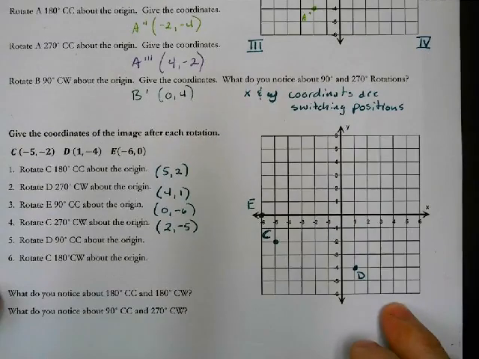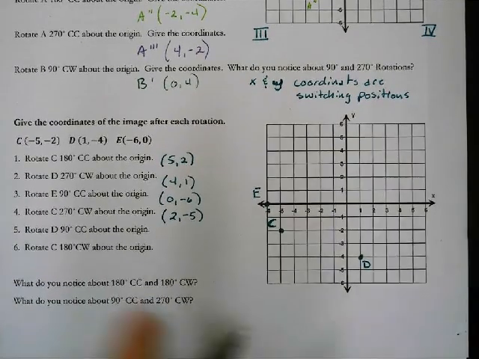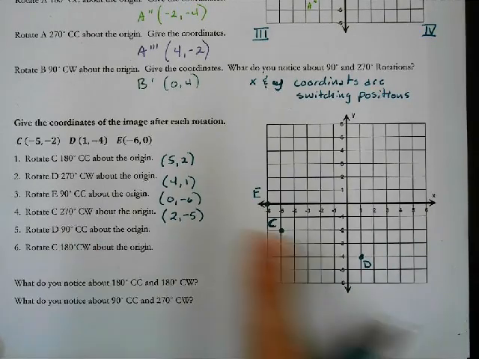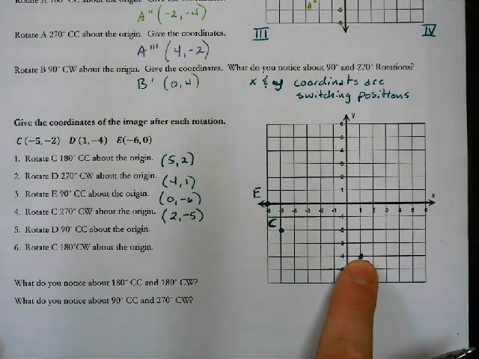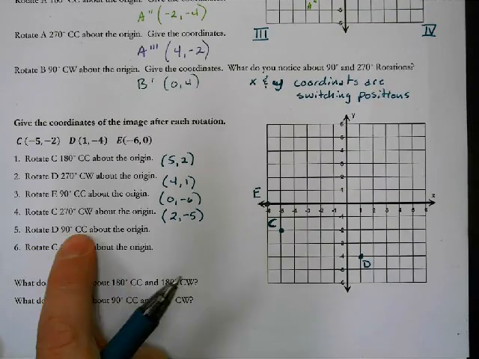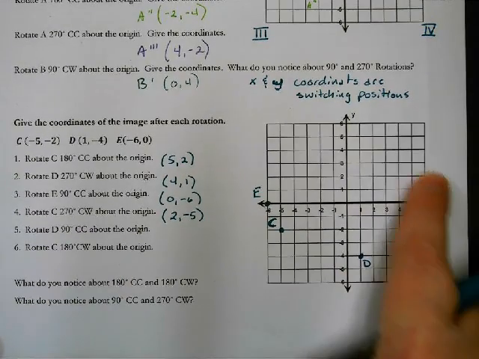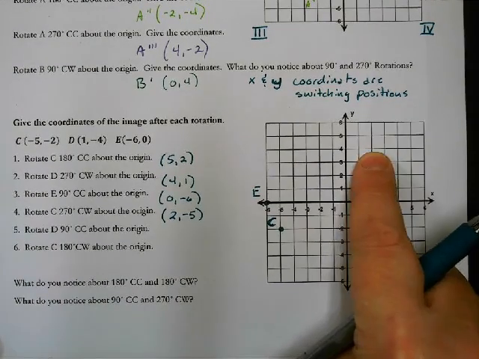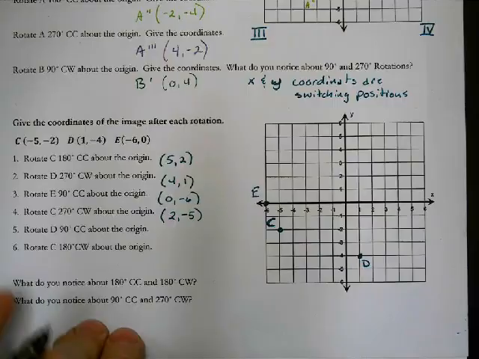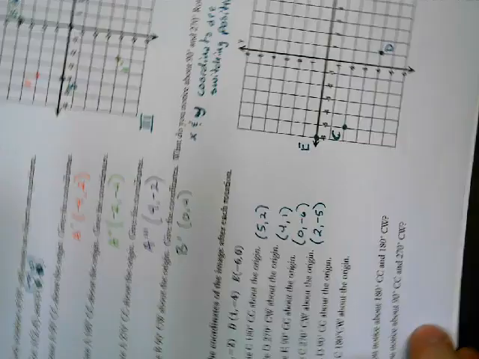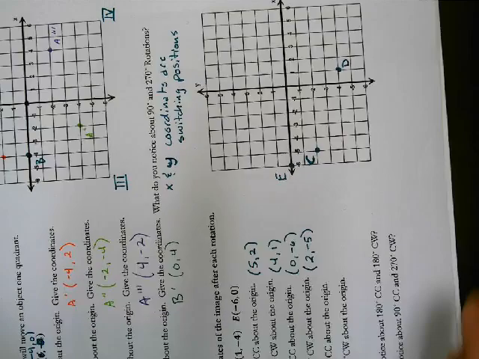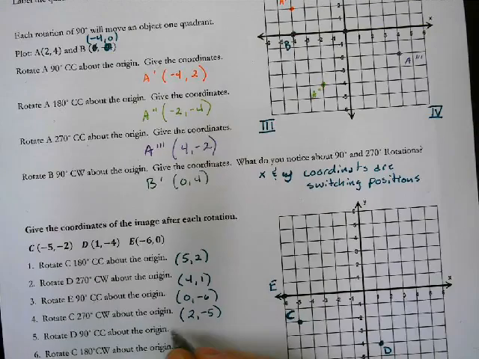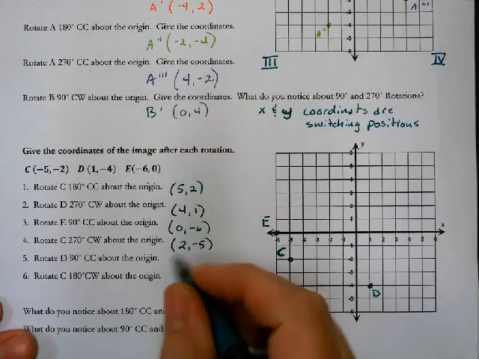All right, rotate D 90 degrees clockwise. No, counterclockwise. That means I'm going to go this direction. So since I'm in the fourth quadrant, I should end up in the first quadrant when I go 90 degrees counterclockwise. And that's exactly what happens. 90 degrees. I'm now at 4, 1, just like I predicted. All right, so after that, we ended up at 4, 1.